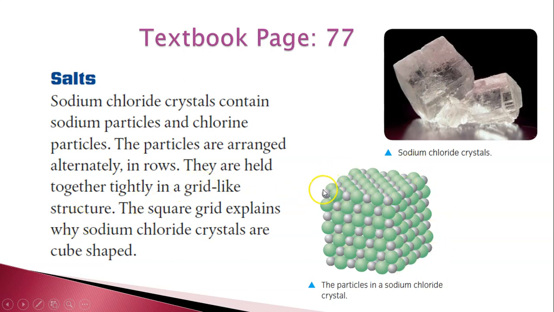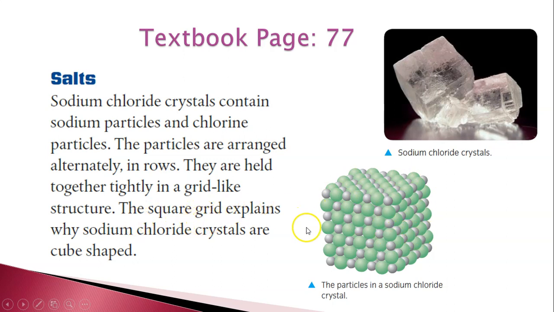It has sodium as well as chlorine particles. Here you can see two colored particles, right? One is green and one is gray. The gray one is sodium, the small atom, and the green one is a chlorine atom. Okay, the sodium chloride crystal is arranged like this.